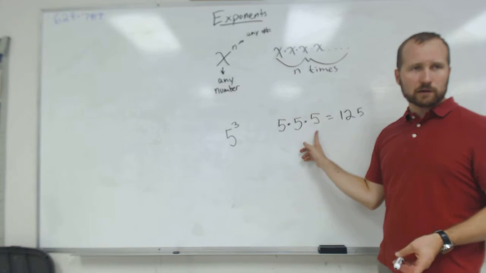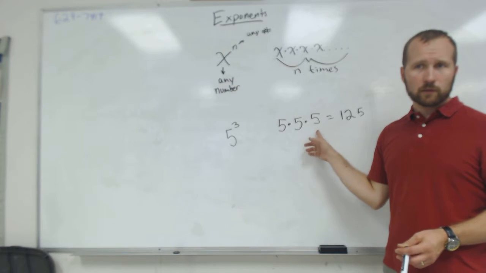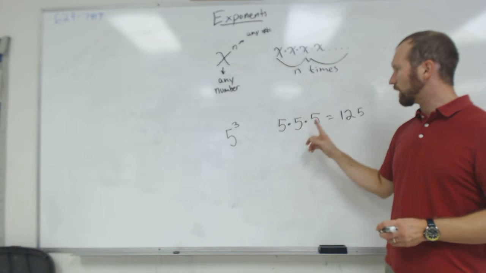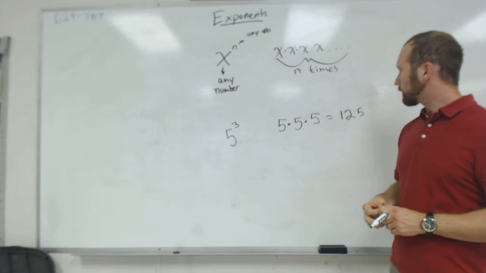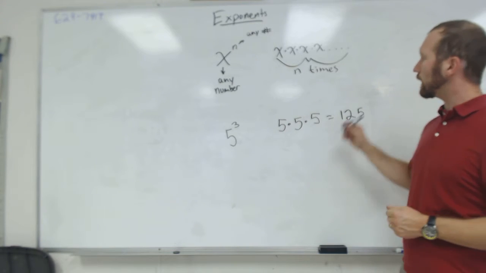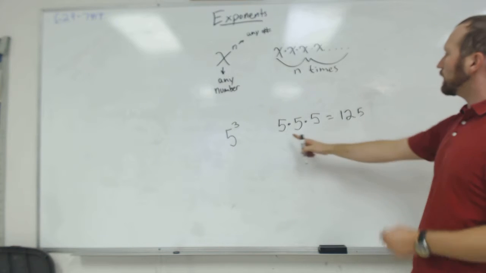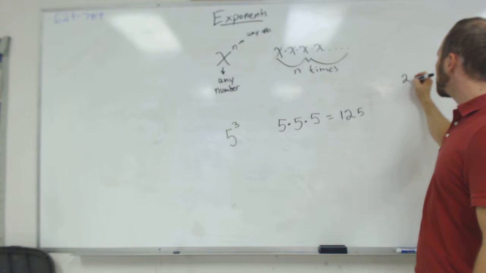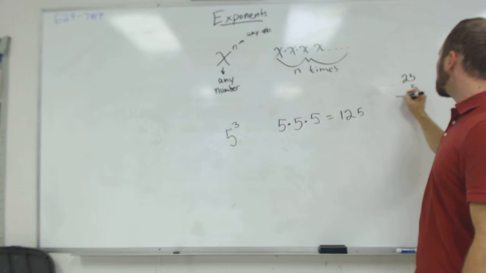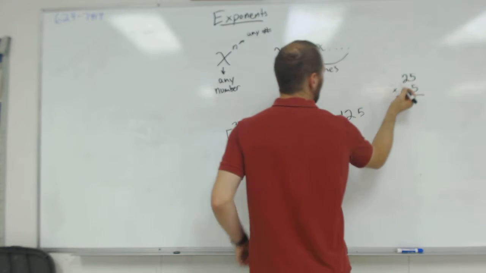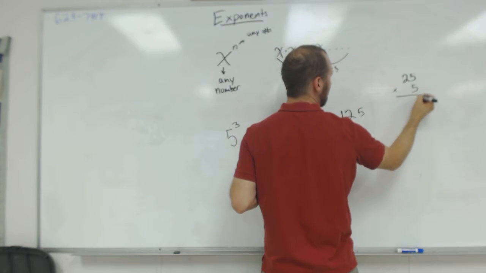Now you could do this on a calculator. With exponents, you could just type in 5 times 5 times 5. That would be totally fine. You could do it off to the side. You could say, well, I know 5 times 5, that's 25. And then maybe off to the side, I'm going to multiply 25 times 5.